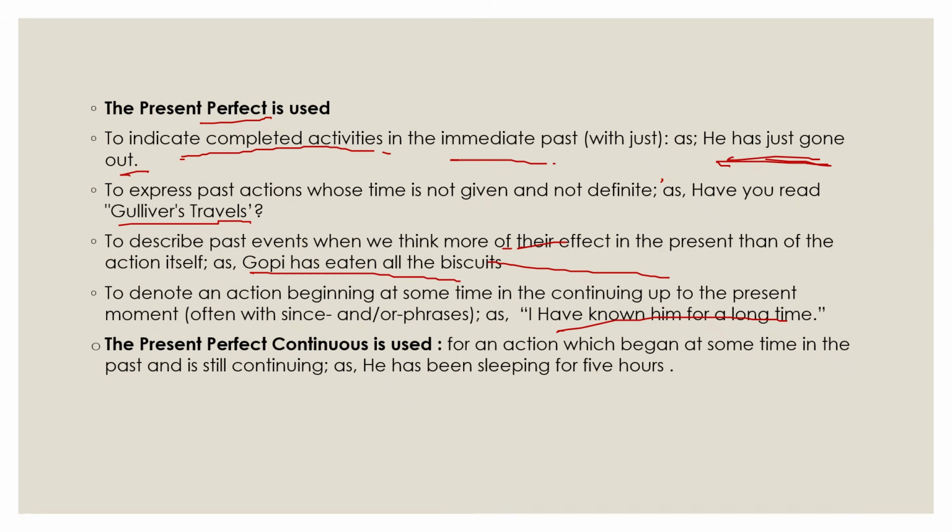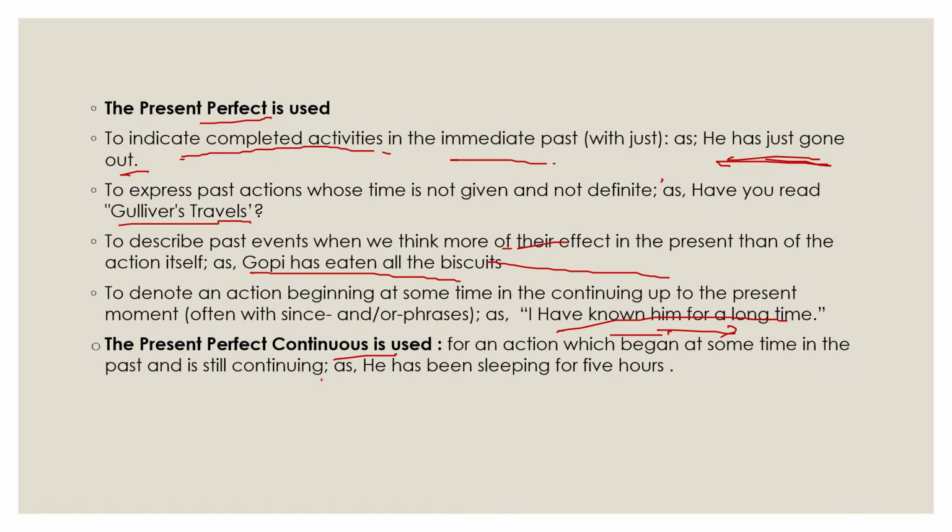This also you can use in the present perfect tense because you know him. That's all. It's not like I will know this person again or I knew him in the past only. If you have known someone, you have known him for so long. So that means it is present perfect. So present perfect continuous. Next one.